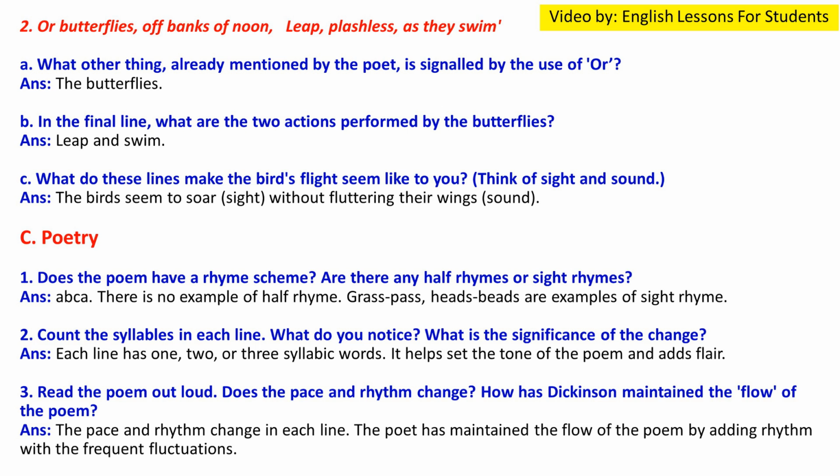2. Count the syllables in each line. What do you notice? What is the significance of the change? Answer. Each line has 1, 2, or 3 syllabic words. It helps set the tone of the poem and adds flair.